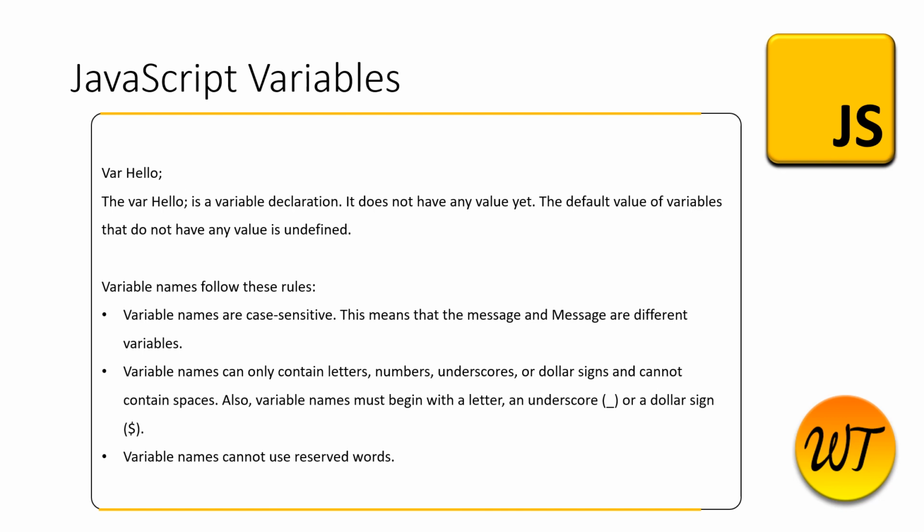Variable names follow these rules. Variable names are case sensitive. This means that message and Message are different variables. Variable names can only contain letters, numbers, underscores, or dollar signs, and cannot contain spaces. Also, variable names must begin with a letter, an underscore, or a dollar sign. Variable names cannot use reserved words.